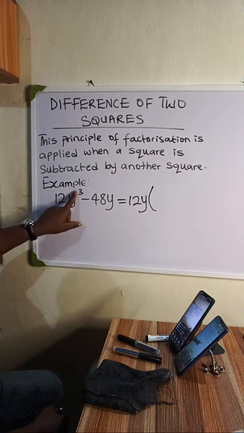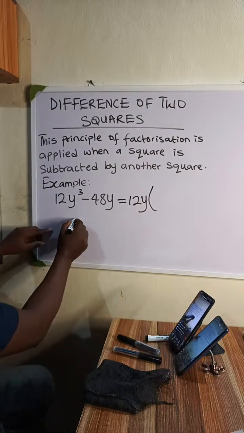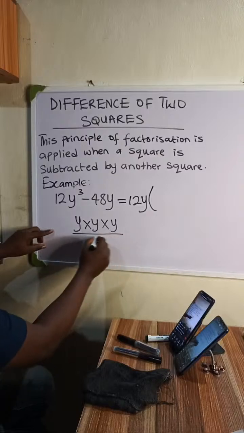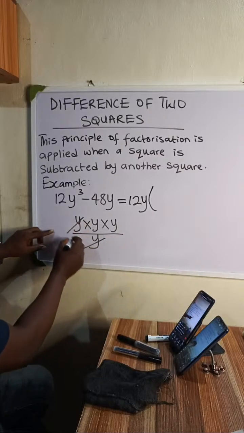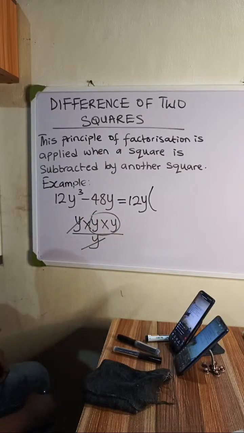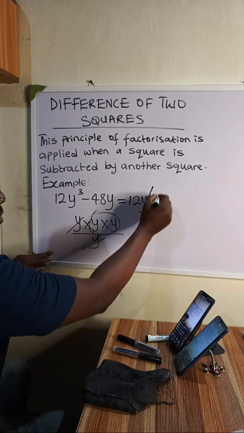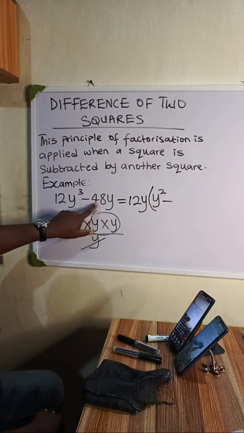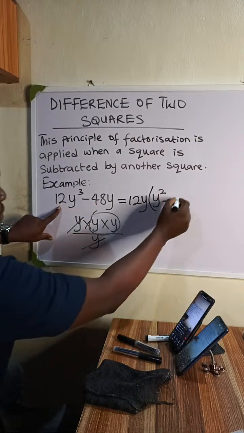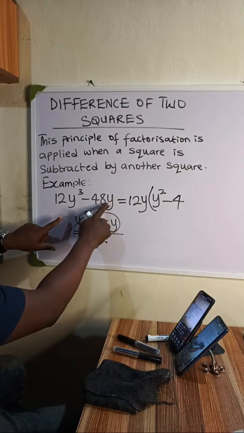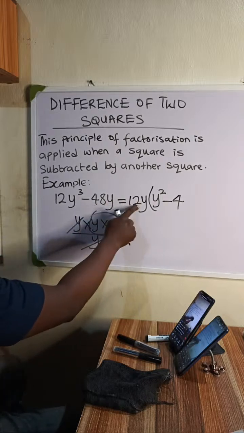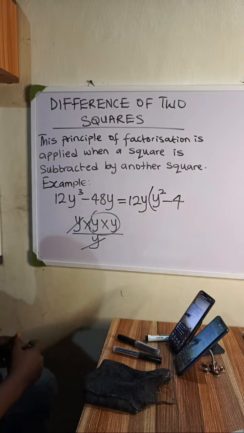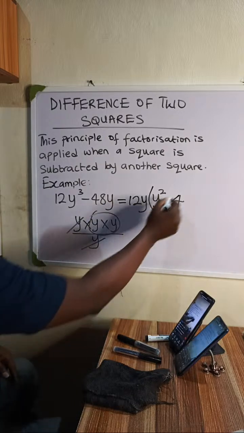Y to the power of 3 divided by y. Y to the power of 3 is y times y times y, divided by y. One y will cancel one y. So we have y times y, which is y squared. We bring the minus sign down. 48 divided by 12 will give us 4. And y divided by y will cancel out. Right?